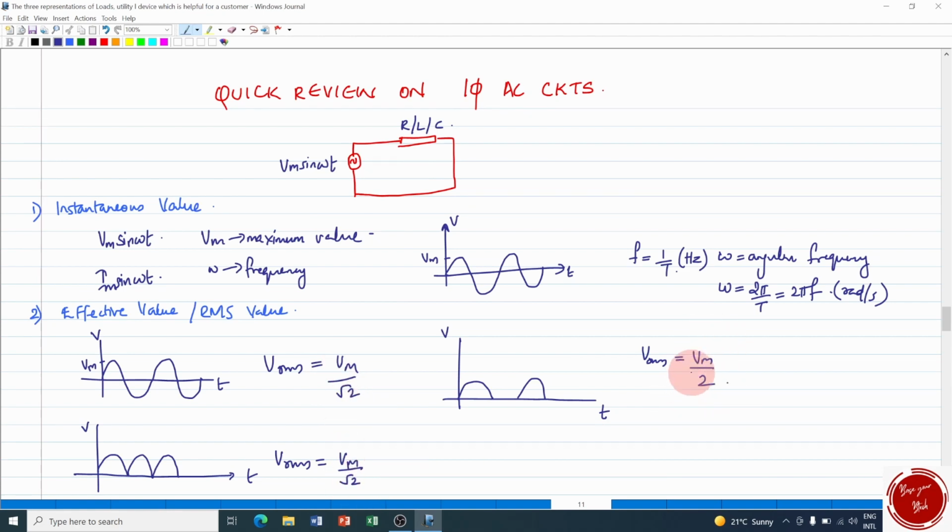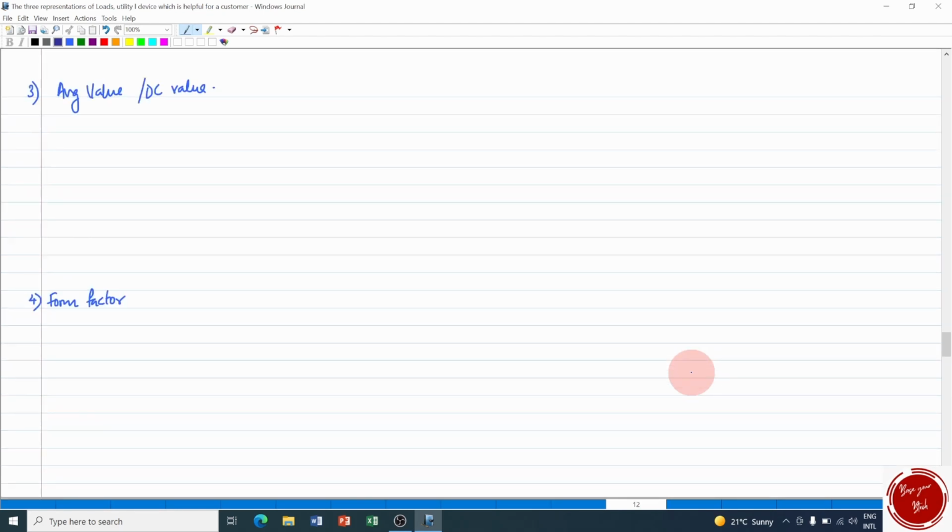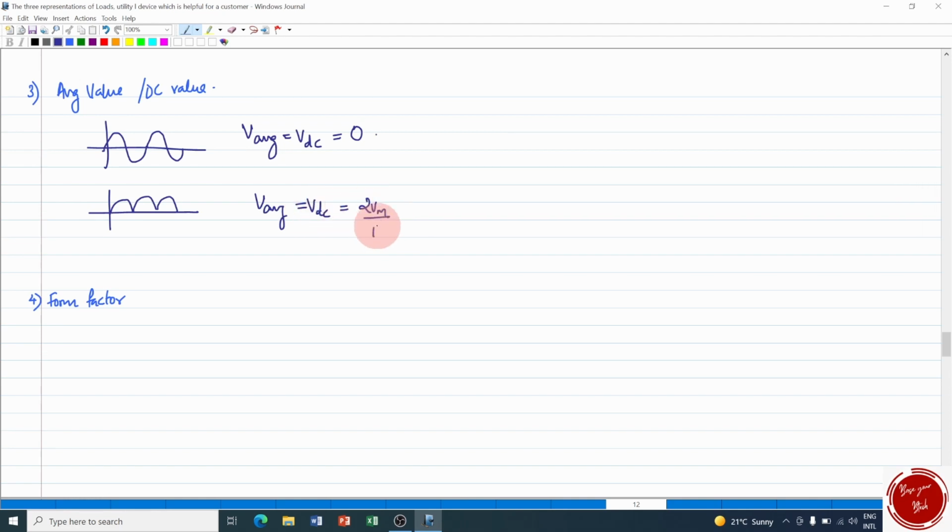Detailed video is given. Next is the average value or DC value. Again, for a full wave sine, V average or V DC is equal to 0, because when we get the area of this one complete cycle, everything cancels off and the average value will be 0. But for a fully rectified sine wave, V average or VDC is equal to 2 Vm by pi, where Vm indicates the maximum. And for half wave rectification, the V average or VDC value is Vm by pi.